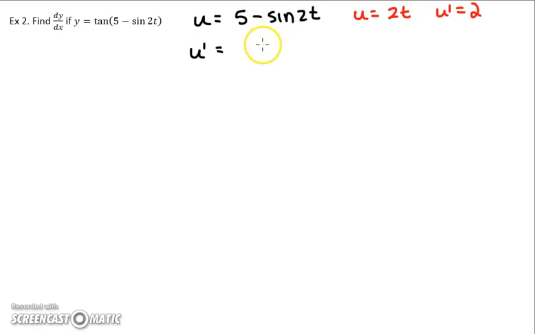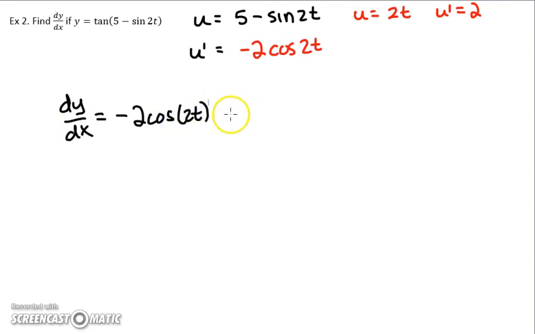So negative sine's derivative is negative cosine, so we have that 2 here, so negative 2 cosine of 2t. That's the big function's u prime. So we can multiply this by the derivative of tangent, so we can say dy/dx is equal to negative 2 cosine of 2t times, and the derivative of tangent was secant squared. So secant squared of, keep the inside the same, 5 minus sine of 2t.